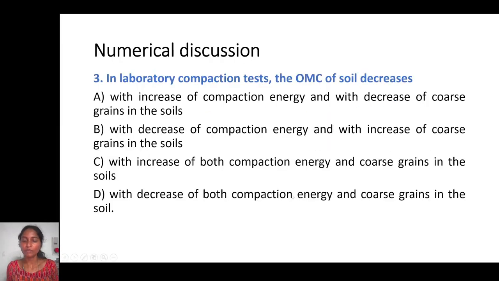Yes, it is option C. Why? Whenever there are more fine particles, because of the higher surface area, it always wants more water to reach the optimum moisture content state. So whenever you replace the fine content with coarse content, definitely the OMC will be reduced. So the option is C.